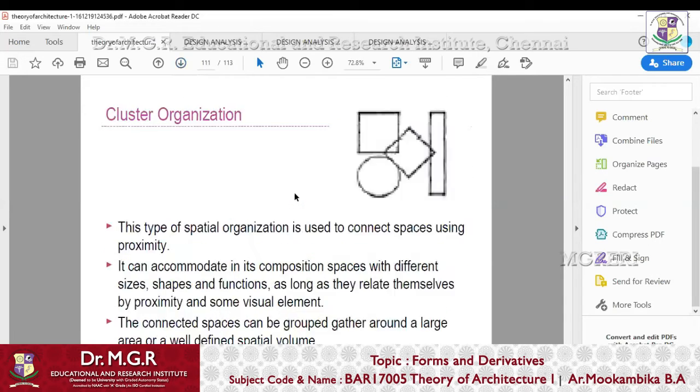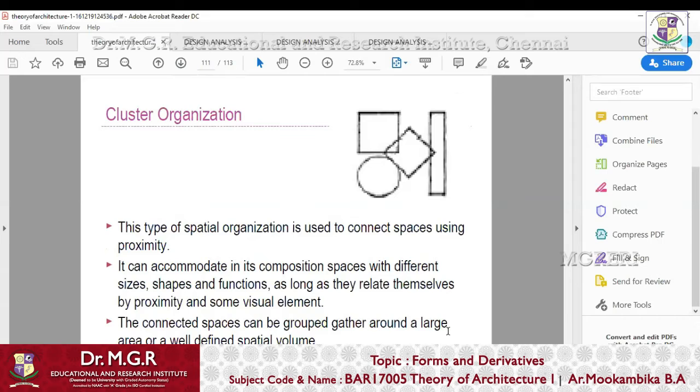This type of spatial organization, the cluster, is used to connect spaces using proximity. It can accommodate in its composition spaces with different sizes, shapes, and functions as long as they relate themselves by proximity and some visual element. The connected spaces can be grouped, gathered around a large area or well-defined spatial form.